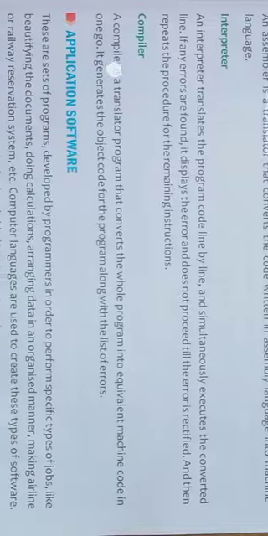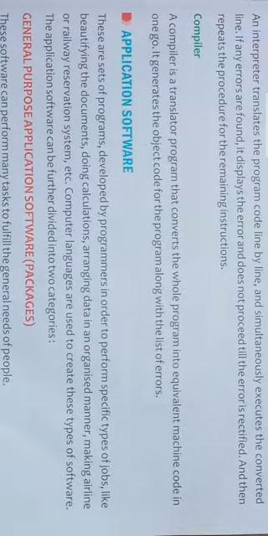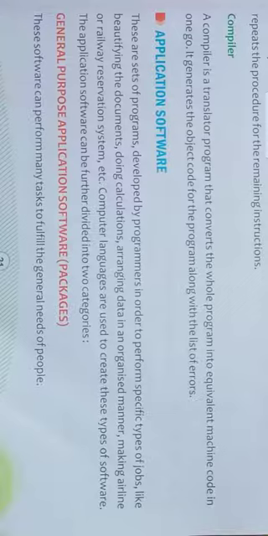Now the next topic is application software. So what is application software? These are sets of programs developed by programmers in order to perform a specific type of job, like beautifying a document, doing calculations, arranging data in an organized manner, making airline or railway reservation systems, etc. Basically, application software is used for a general purpose. Suppose I want to reserve a ticket from my phone, my computer system or my laptop, of a train, or maybe an airline ticket I want to book.